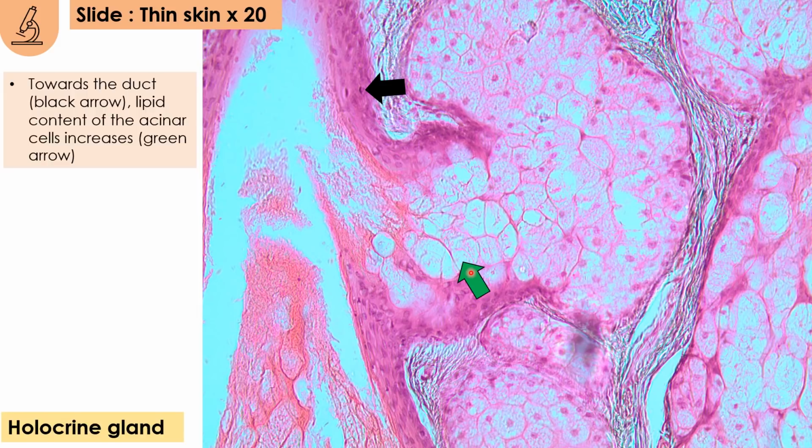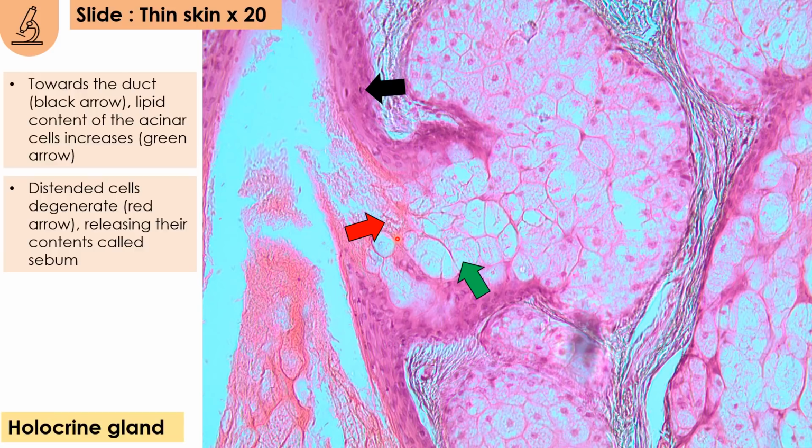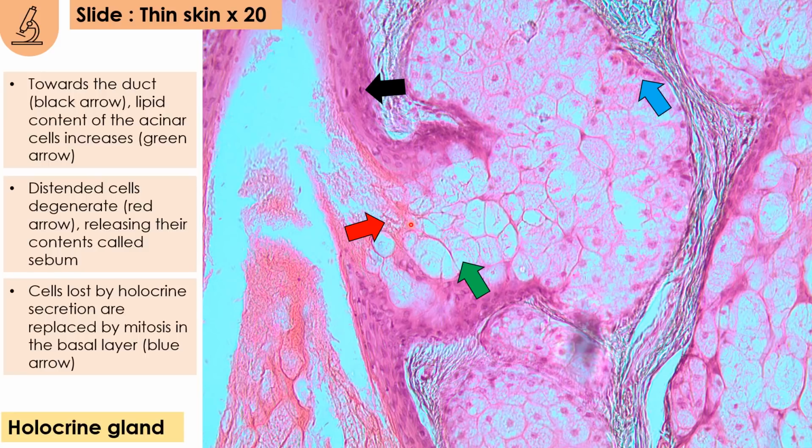Then it will be disintegrated. These cells will be disintegrated, degenerated, to release their secretion, the sebum. And because the cells are lost together with the secretion, their place will be replaced by the mitotic activity of the basal layer of the gland. So this type of gland is the holocrine gland.